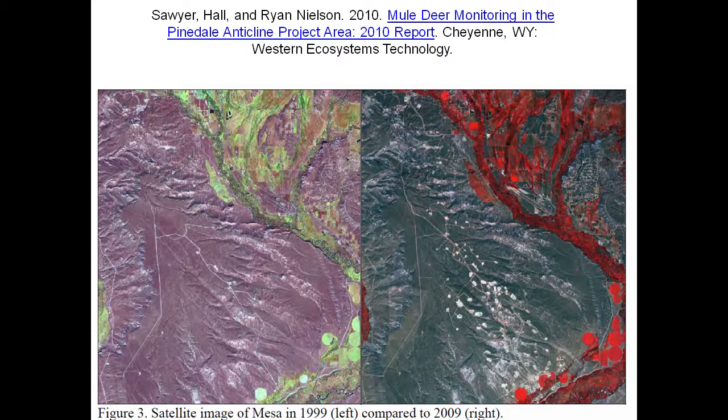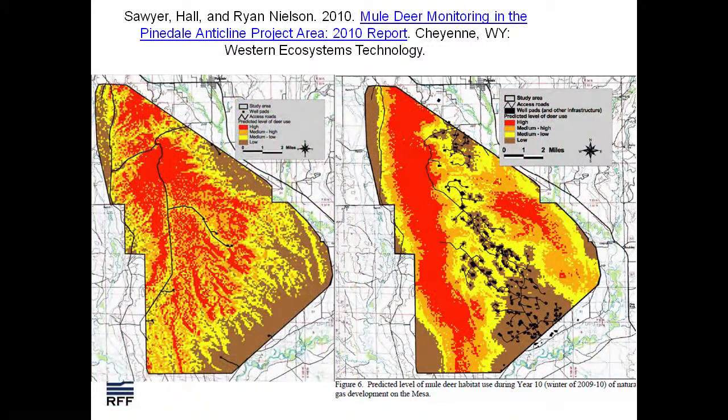And so what they did is they tracked mule deer before and after, in 1999 and 2009, to see what their grazing patterns were. And so here's the difference. I mean, yeah, sure, duh.